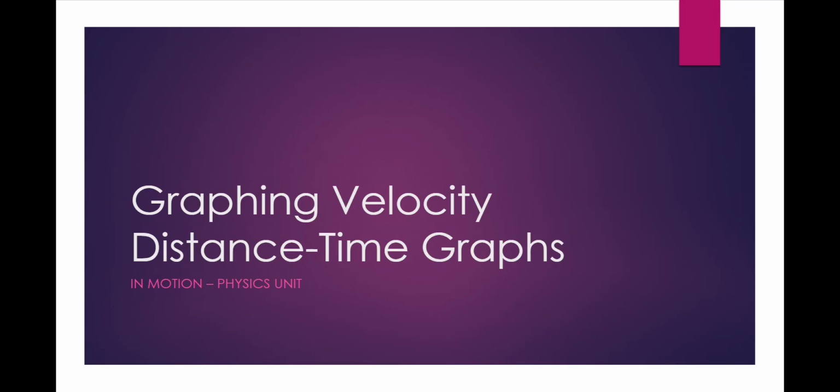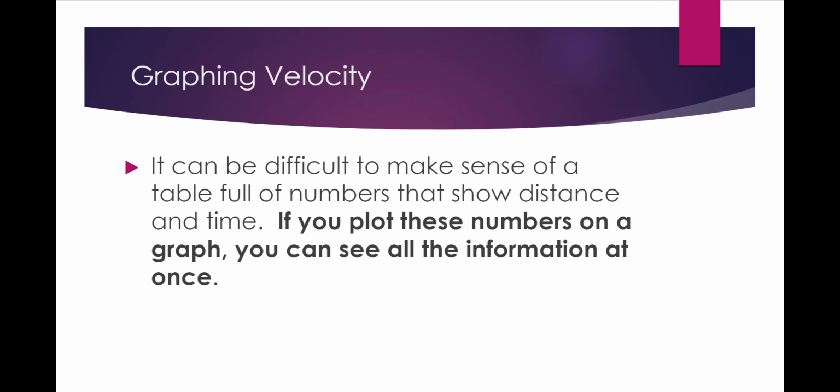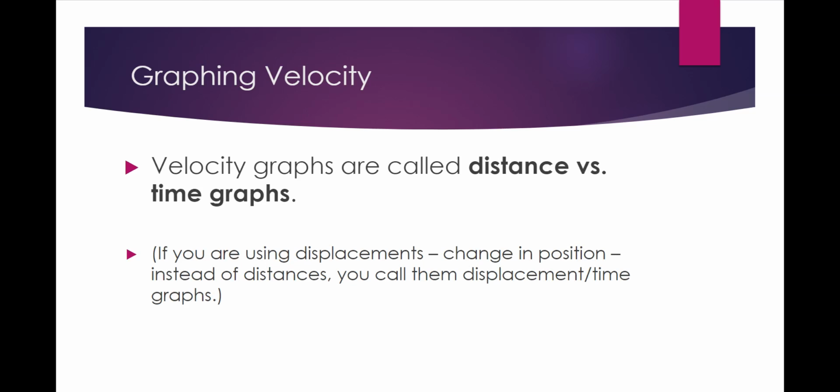Graphing velocity, distance time graphs. It can be difficult to make sense of a table full of numbers that show distance and time, or any numbers for that matter. If you plot these numbers on a graph, you can see all the information at once. Velocity graphs are called distance time graphs. If you're using displacement, the change in position, instead of distance, you call them displacement time graphs, and we'll get more into that in a minute.